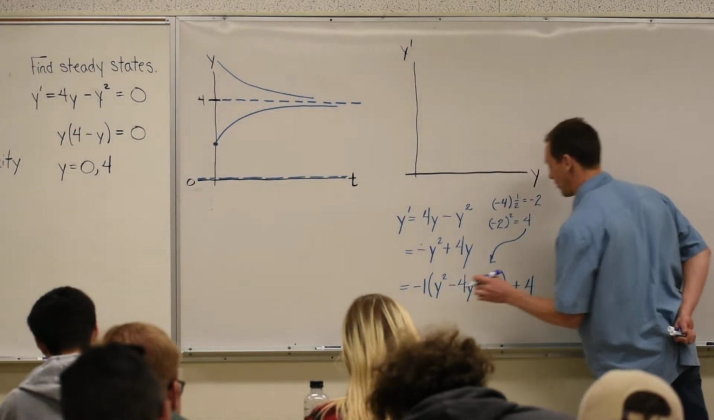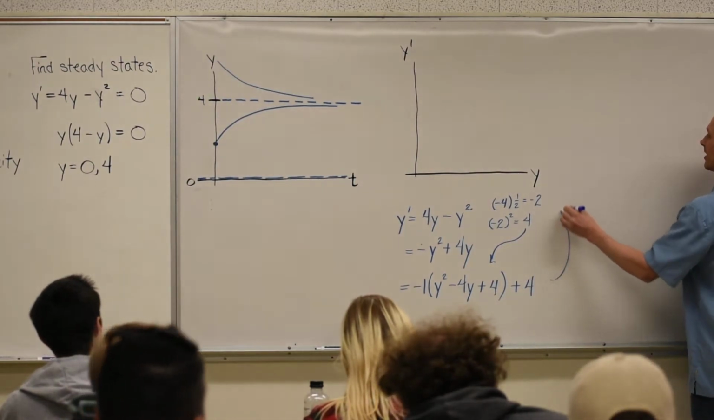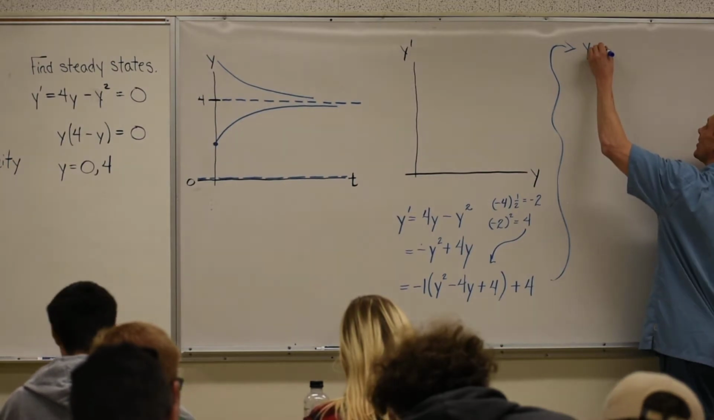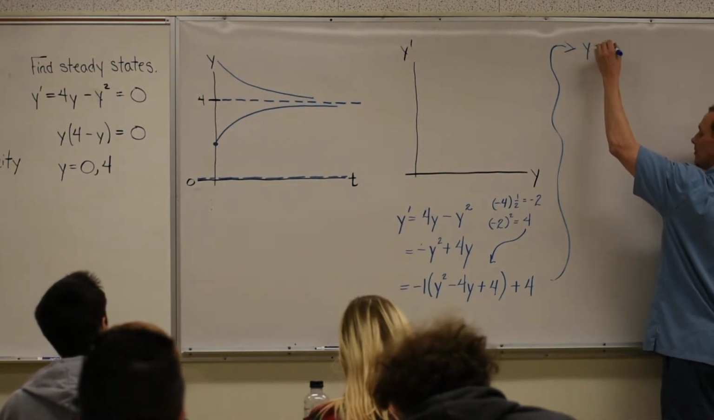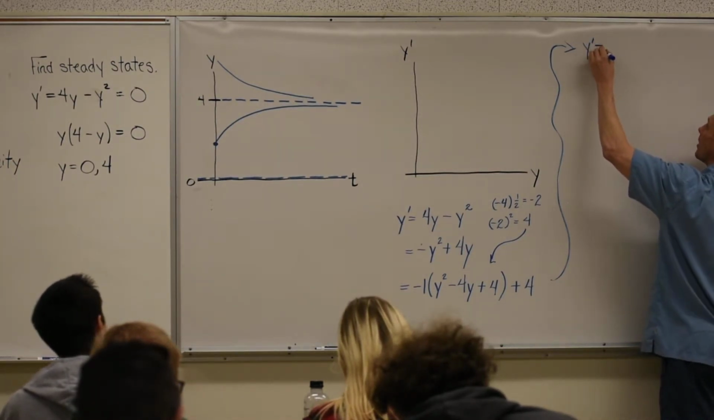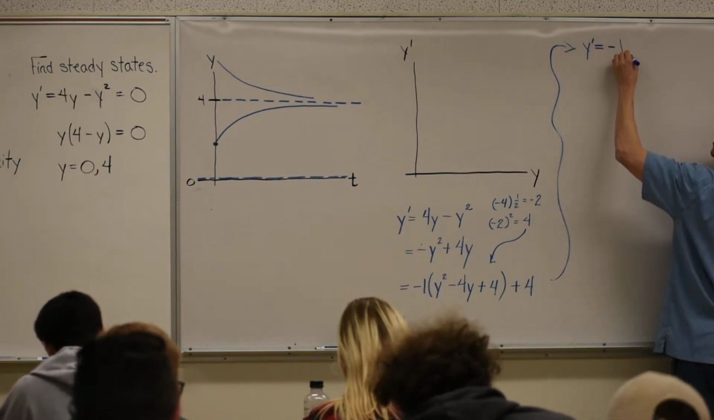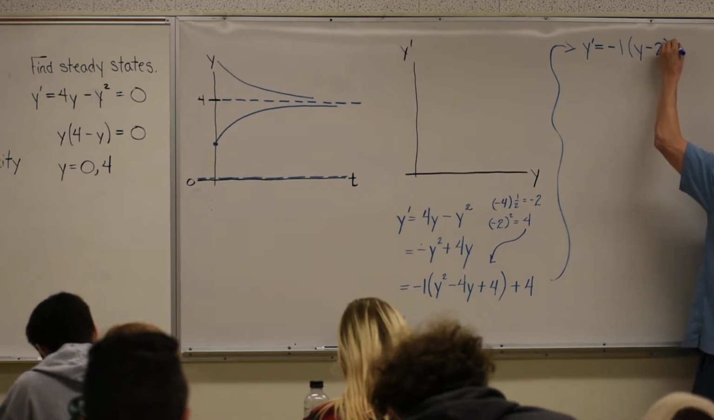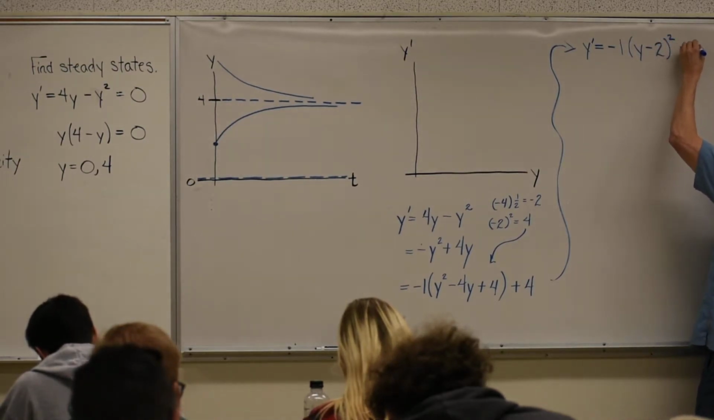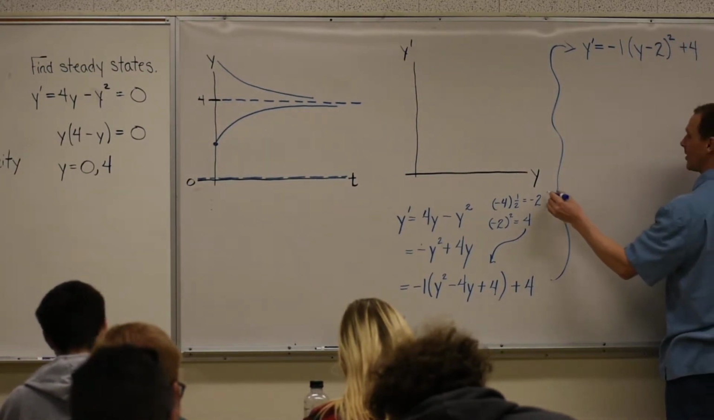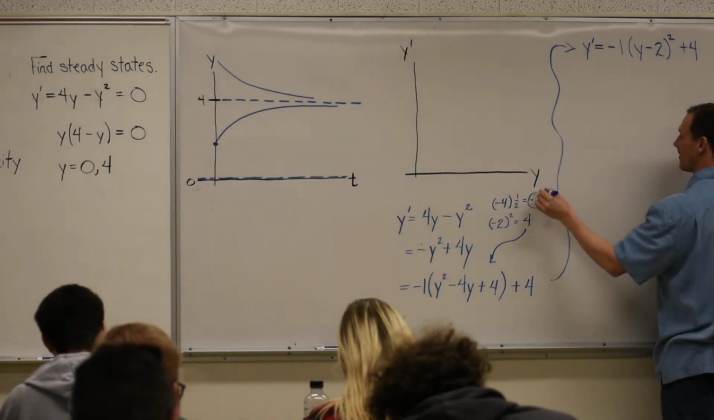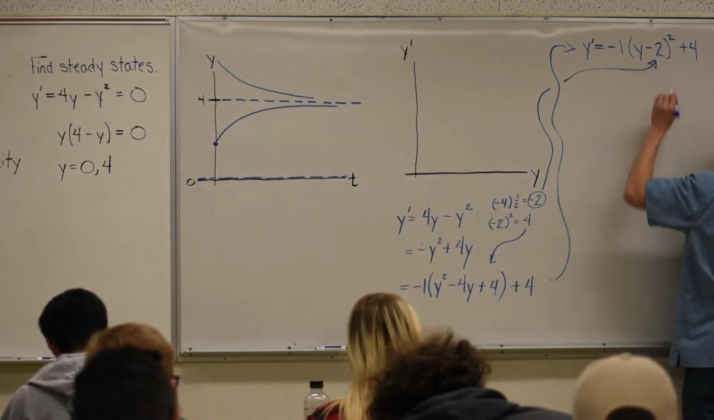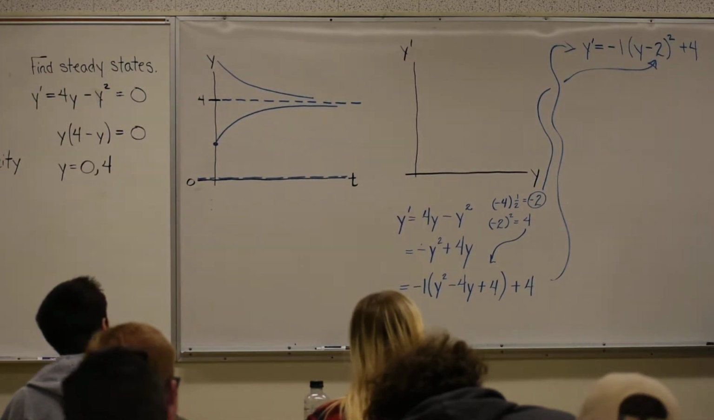Oh, I'm probably off the camera. So then, come over here, and you use your second result. y prime is minus 1, y minus 2, parentheses squared, plus 4. And then this is where you use the negative 2. It goes right there. So both of those steps are needed.